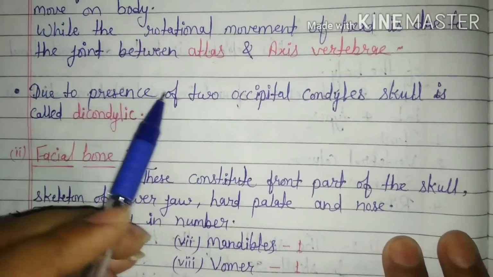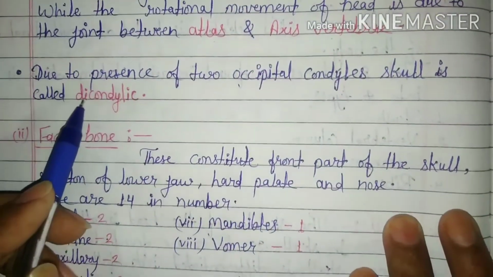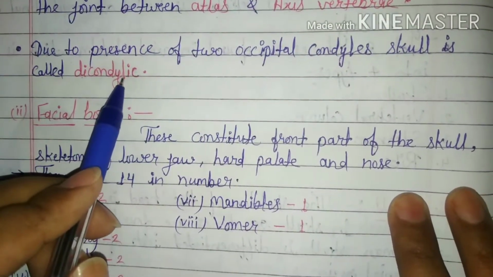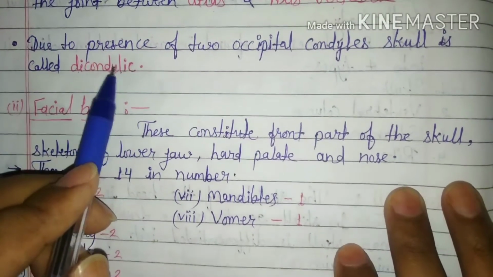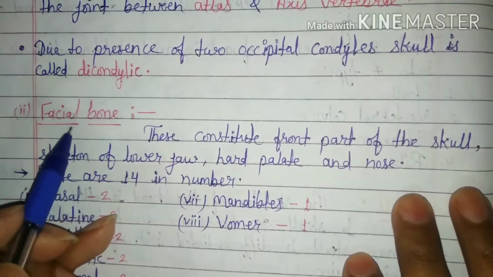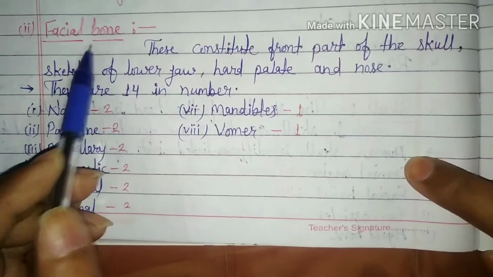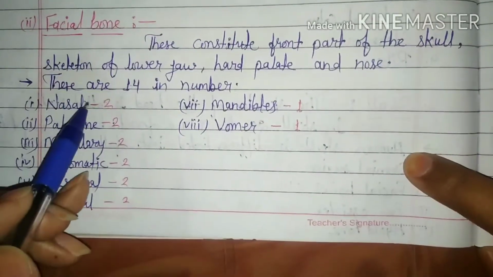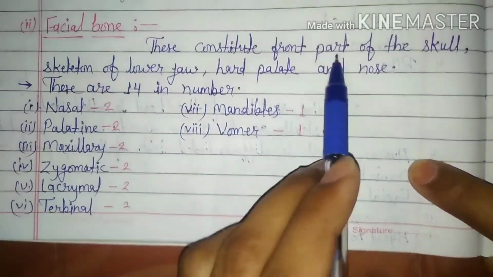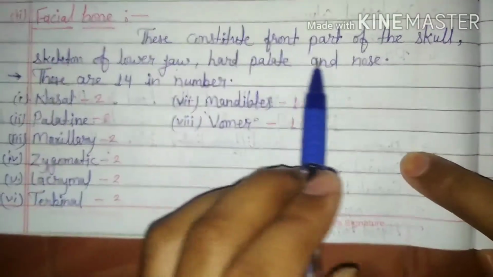Due to the presence of two occipital condyles, the skull is called dicondylic. But in amphibians, only a single occipital condyle is present which attaches to the first vertebra. So the amphibian skull is monocondylic. The second part of the skull is the facial bones, which are 14 in number. Facial bones constitute the front part of the skull, the skeleton of the lower jaw, hard palate and nose.